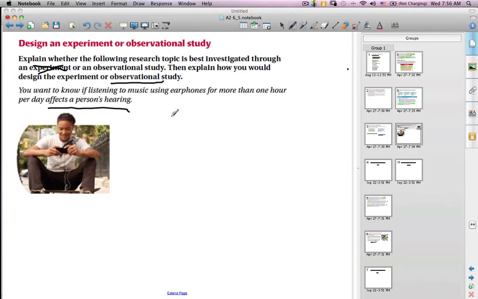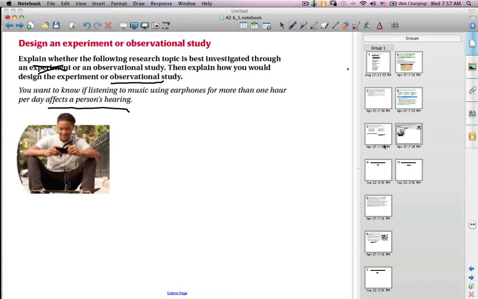Okay, so what I would want to do is identify a group of people who use earphones for more than an hour a day, and another group of people who don't use earphones more than an hour a day, randomly select a smaller sample from each group perhaps, observe them over time, and do hearing tests at the beginning of my study and hearing tests at the end of my study in order to see, was there a change? Was there a greater change in the people who used earphones for more than an hour than there was for people who used them less than an hour?